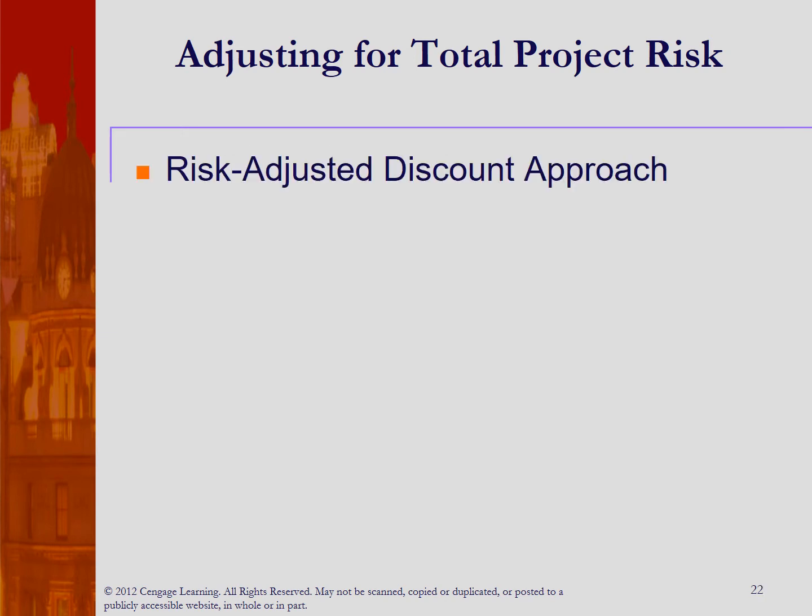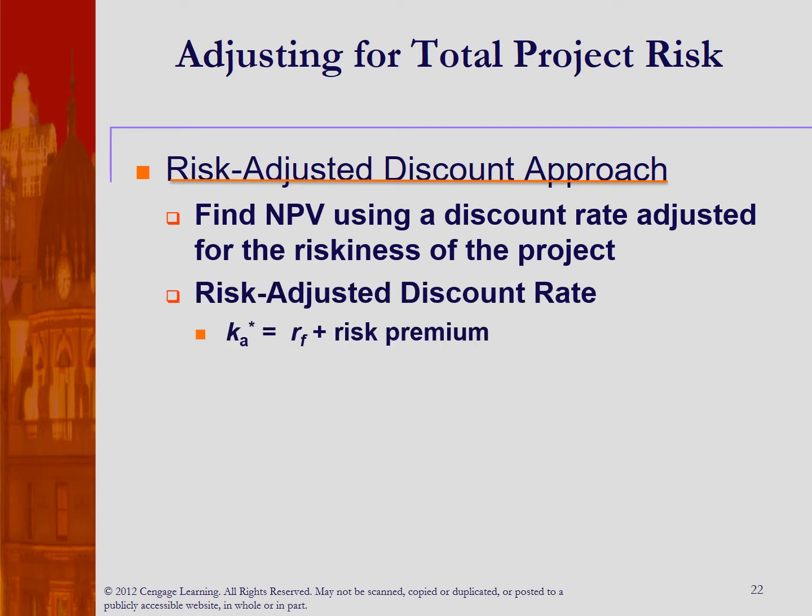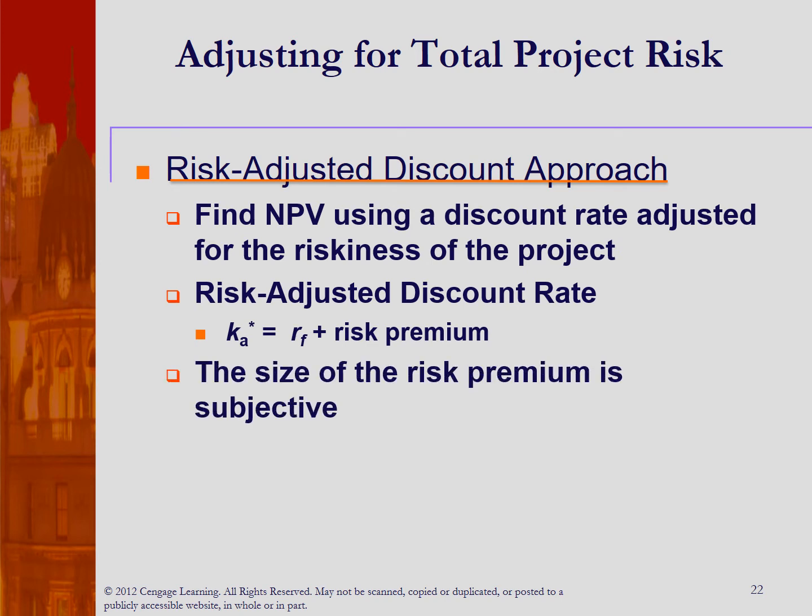Now, instead of adjusting risky cash flows to deal with risk in capital budgeting, a risk-adjusted discount rate is proposed to calculate the net present value. A risk-adjusted discount rate is defined as the risk-free rate plus risk premium. The size of the risk premium is subjective.